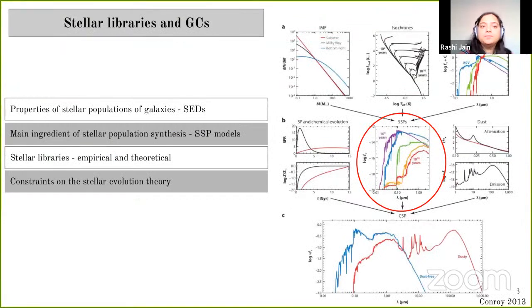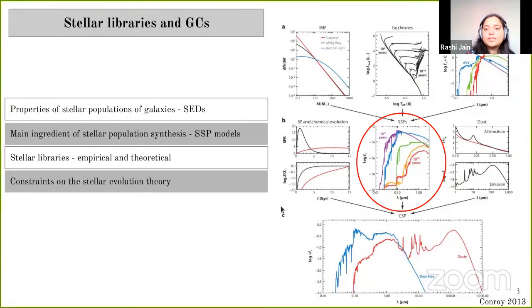So, moving on to the second part. Globular clusters are important not only from the point of view of understanding the stellar evolutionary stages, but also for understanding the characteristics of the stellar populations of galaxies. To understand the galactic stellar population, people usually build models, and these models are made from simple stellar populations, which are combined with star formation histories and chemical evolution, along with dust and attenuation. And when these models are combined together, one makes the SED of a galaxy.